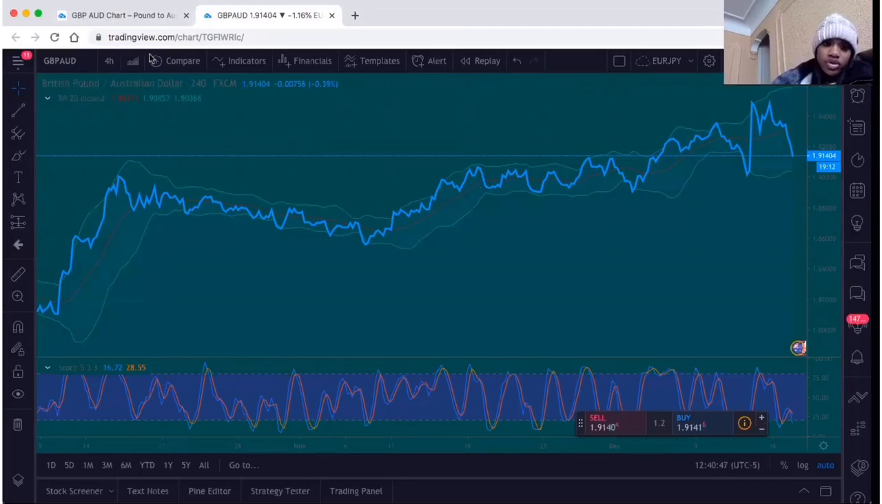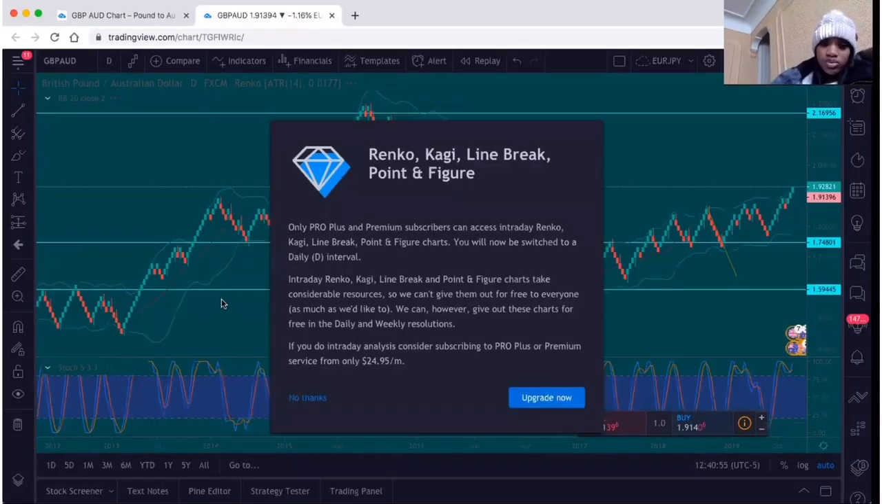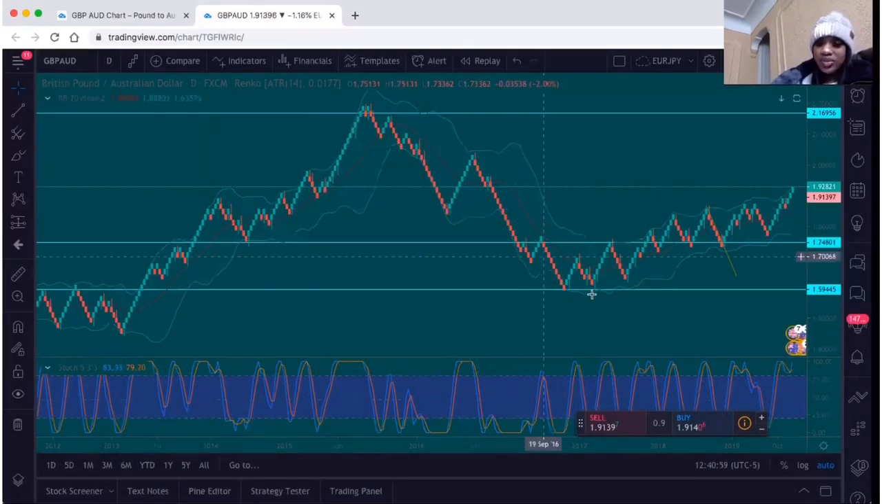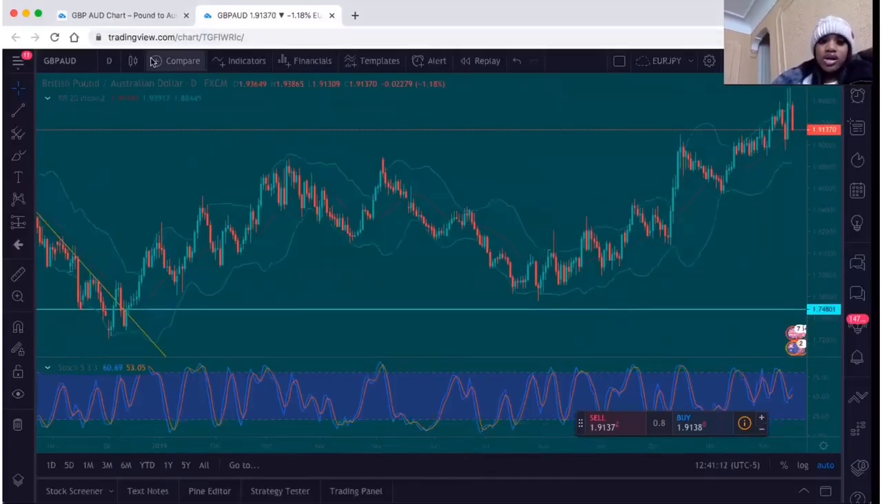Area, I've never used this. I've never used this either. Actually, I might have to search this. This looks kind of interesting. I don't know what this is. This looks kind of weird though. It actually looks kind of cool. It's giving me a robot vibe. Okay, I'm not gonna go through the rest of these because I don't know what they are. But candles.